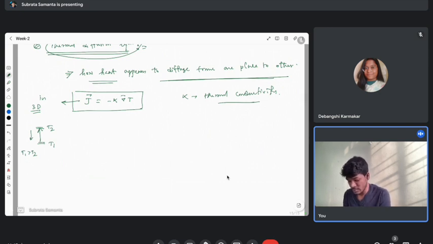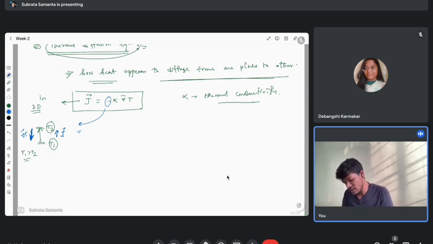The temperature gradient, because T1 is greater, points in this direction, let's say we call this blue. The temperature gradient is in this direction, and heat flows from the hotter body to the colder body. So the heat flow, the flux J, is in the opposite direction, and that's why it gives a minus sign. It's clear now, right? Why there is a minus sign.